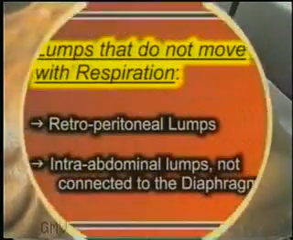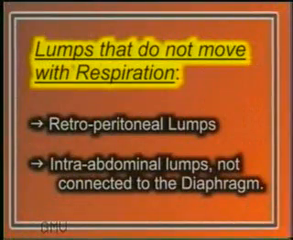Now this is a liver with multiple nodules. Note the movement with respiration. The lumps connected to the diaphragm, that is from liver, gallbladder, spleen and stomach, move very well with respiration. Renal lumps move slightly, while retroperitoneal lumps and intra-abdominal lumps not connected to the diaphragm do not move with respiration.